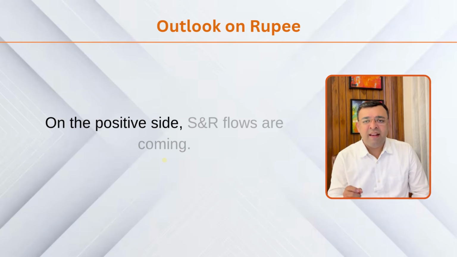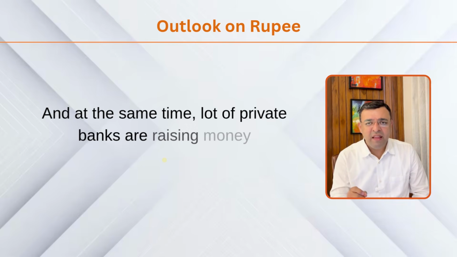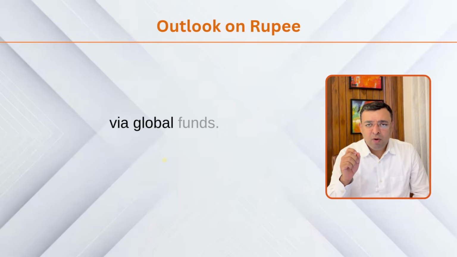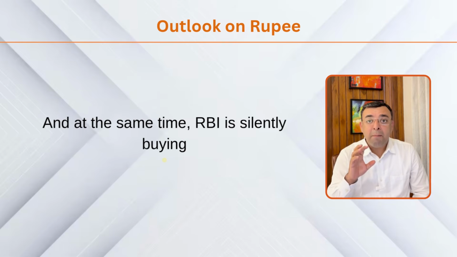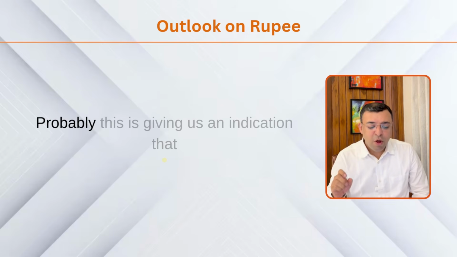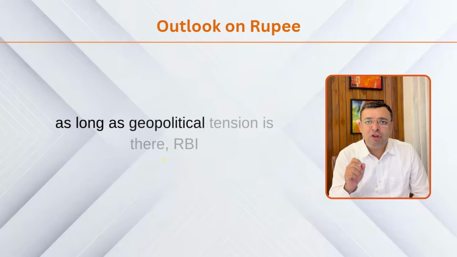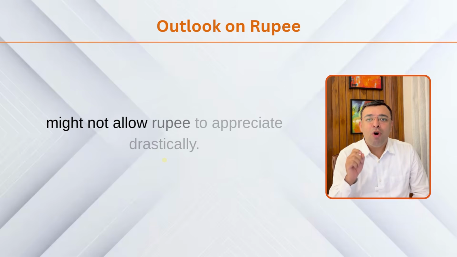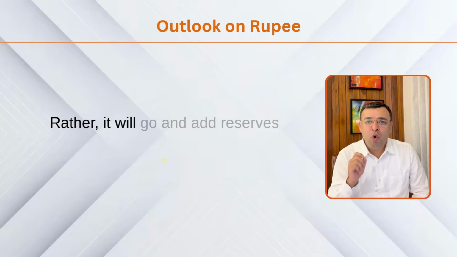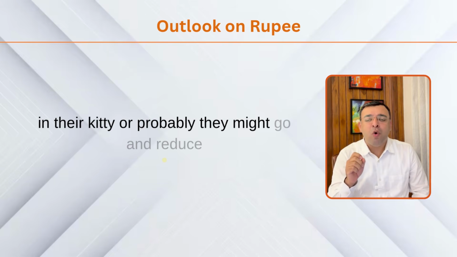Now let us discuss the outlook on rupee. On the positive side, NRI flows are coming, and at the same time, a lot of private banks are raising money via global funds, and RBI is silently buying and adding to the reserves. Probably this is giving us an indication that as long as geopolitical tension is there, RBI might not allow the rupee to appreciate drastically. Rather, it will add reserves in its kitty, or probably reduce its outstanding forward.